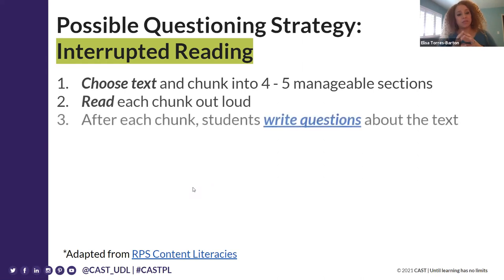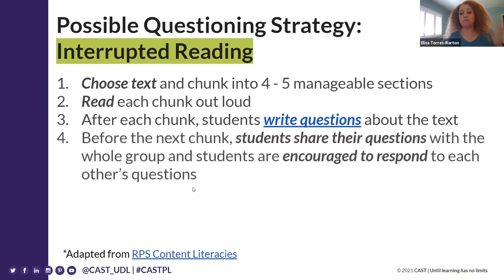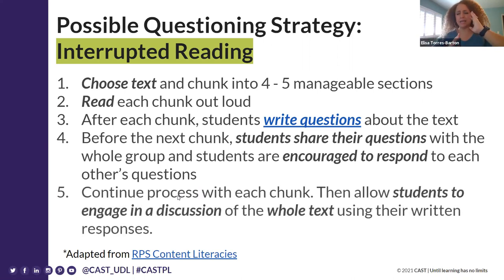The next piece will be, after each chunk, you have the kiddos brainstorm and write questions about the text. And then three will be that before you go on to the next chunk, have the students share out their questions with the whole group, and they're encouraged to respond to each other's questions. So think about the power, and I'm sure you're thinking about timing and what structure might it look like.